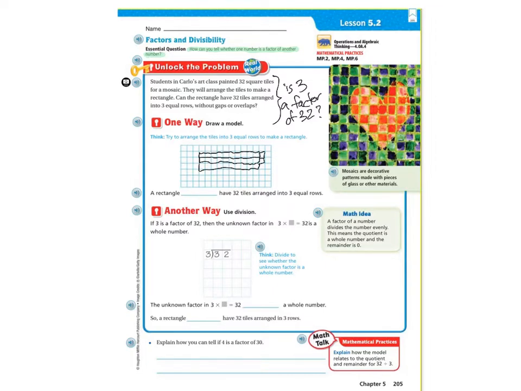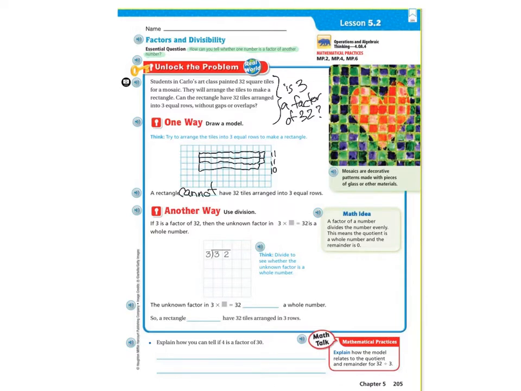So it looks like we can't do that, because we have 11 in this row, 11 in this row, and 10 in that row, and we need to have 3 equal rows. We can't, so unfortunately that doesn't work. So a rectangle cannot have 32 tiles arranged into 3 equal rows. And that's all we need to figure out, so we're done right there.